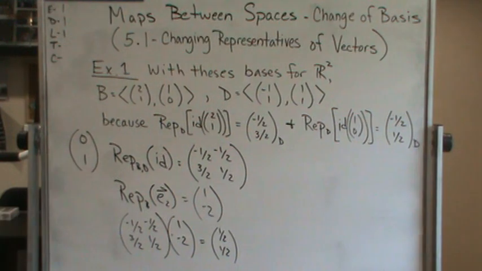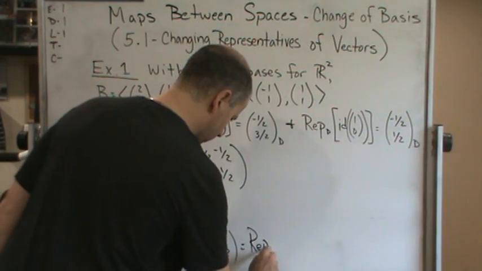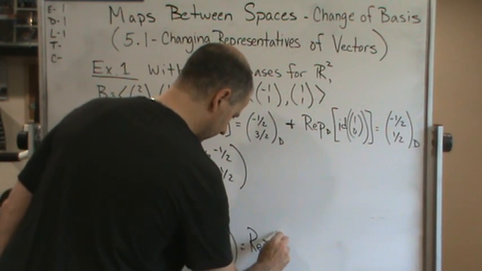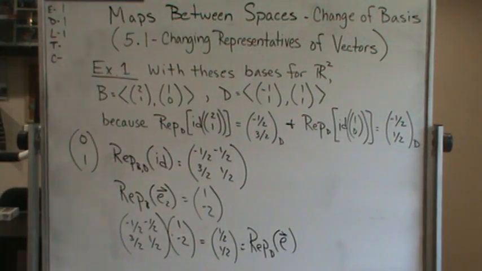And it's easy to check. Right, it's easy to check that because, again, this is equal to the representation with respect to D of E2. And that's easy to check.